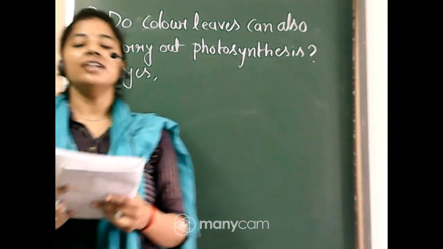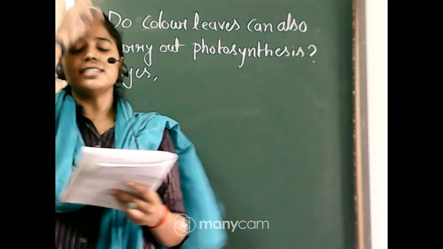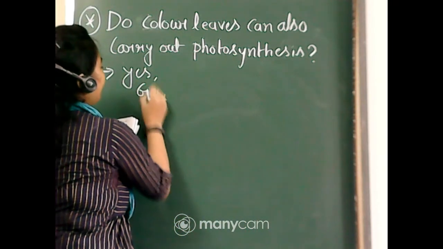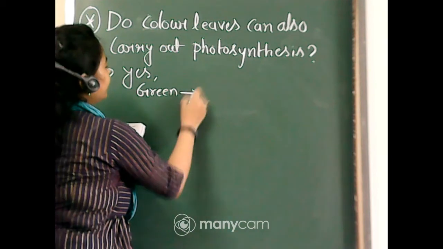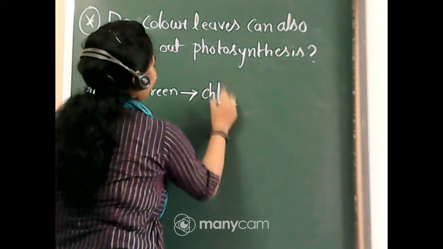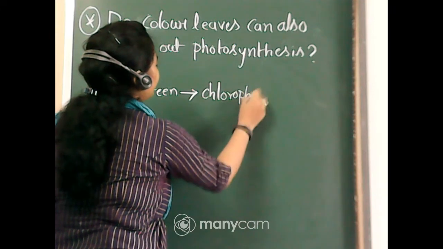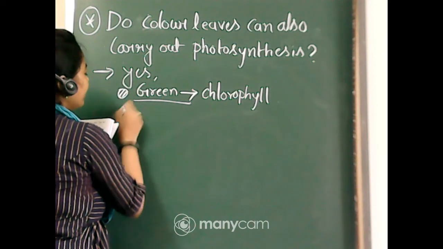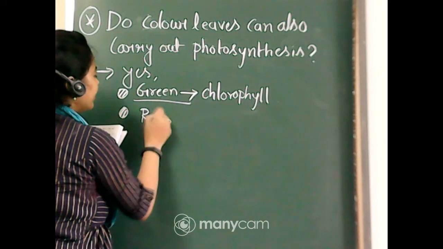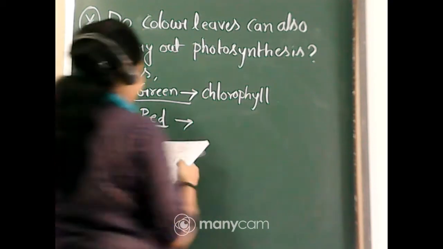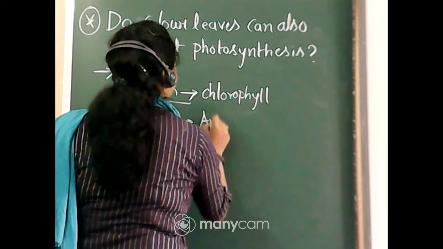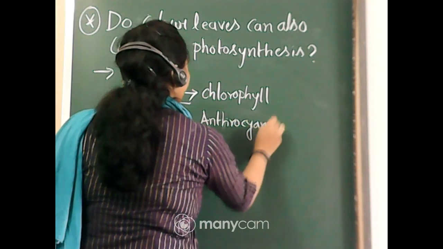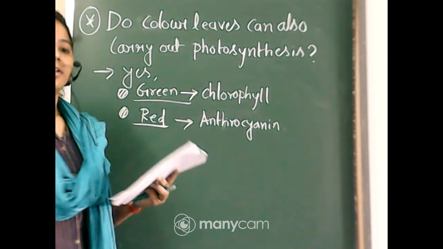their leaf colors are sometimes brown and red. This is due to the presence of brown and red pigments. When the leaves are green, there must be presence of chlorophyll, which means due to chlorophyll the color of leaves is green. Then when the color of leaves is red, there must be presence of another pigment known as anthocyanin. Anthocyanin. Okay.